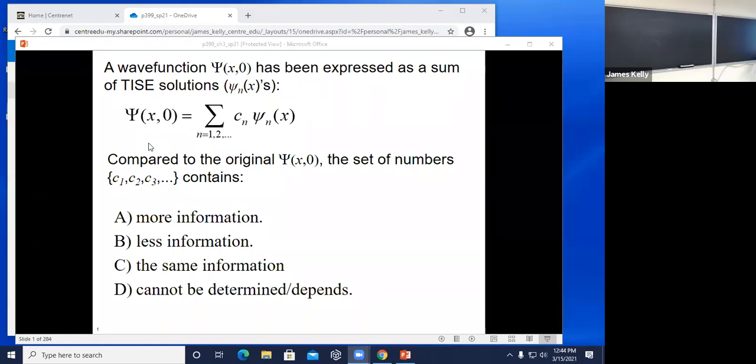So the CNs have as much information as psi of x0, but we also derived a formula for CNs that told us if somebody gives us psi of x0, you can calculate the CNs one at a time. And so psi of x0 and CN actually contain the same information. You can reconstruct the other if someone gives you one. And so in some sense, they're equivalent descriptions of the same thing.